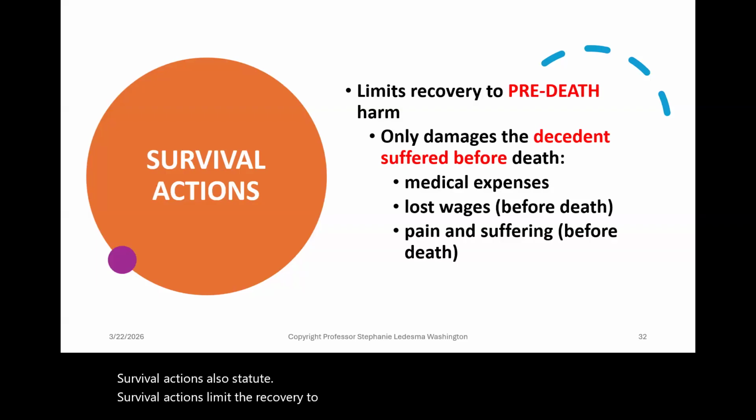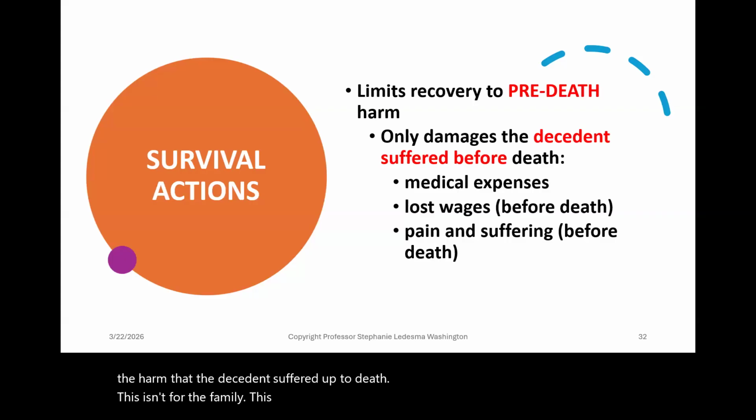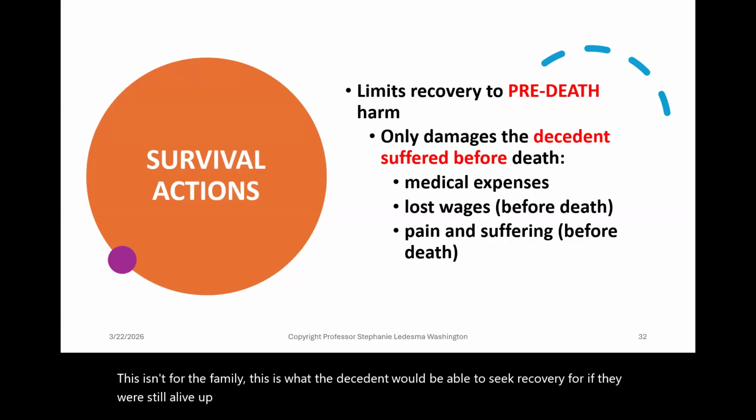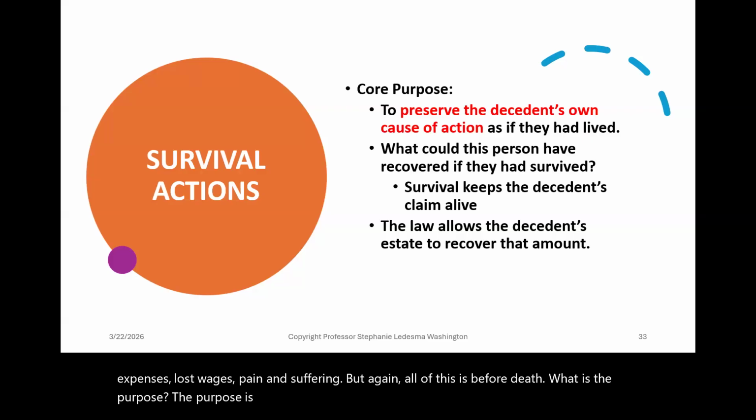Why? Because survival actions focus on the harm that the decedent suffered up to death. This isn't for the family. This is what the decedent would be able to seek recovery for if they were still alive up to the point of death. All right. So what did those damages include? Medical expenses, lost wages, pain and suffering. But again, all of this is before death. What is the purpose? The purpose is to preserve the decedent's cause of action, right?